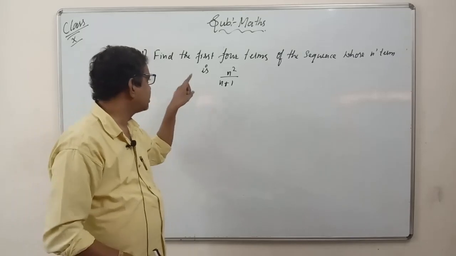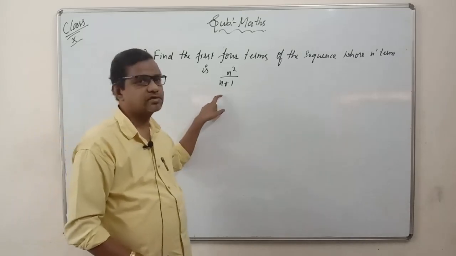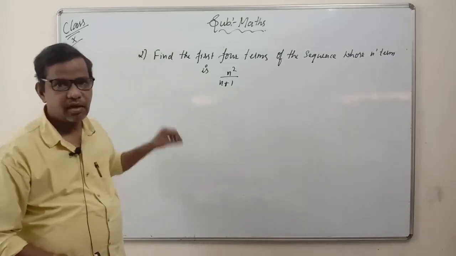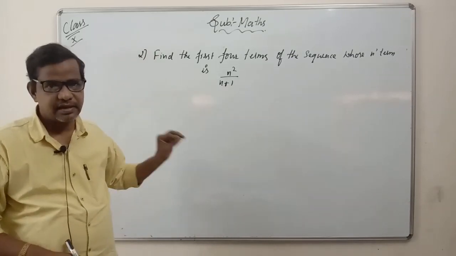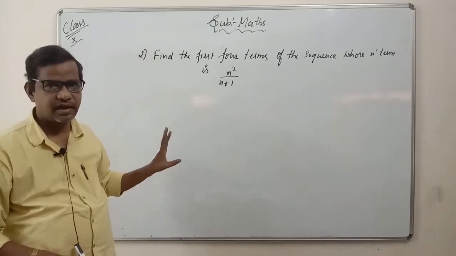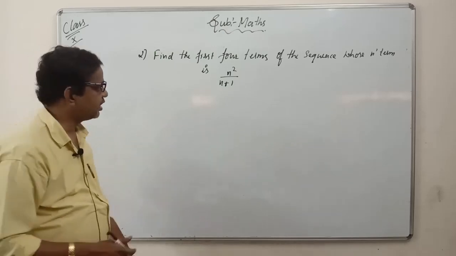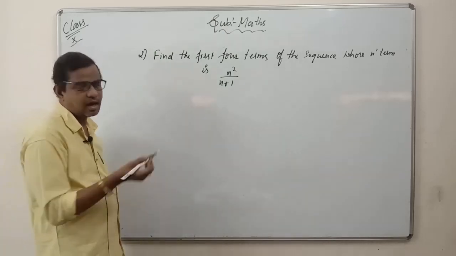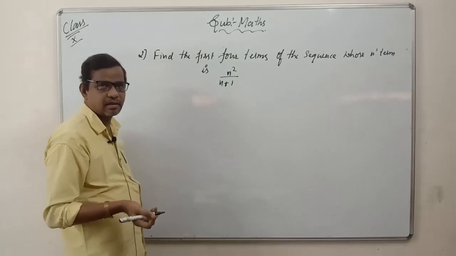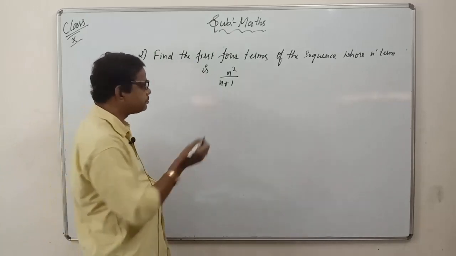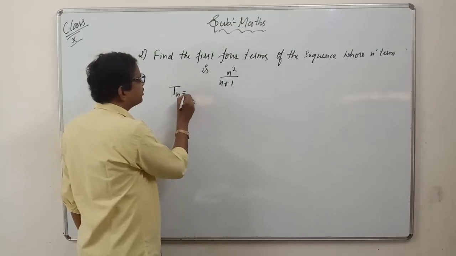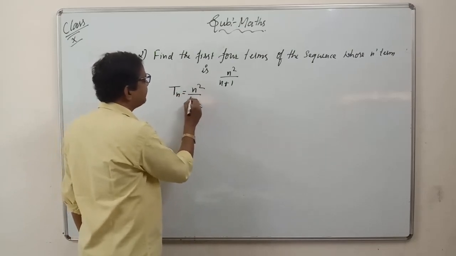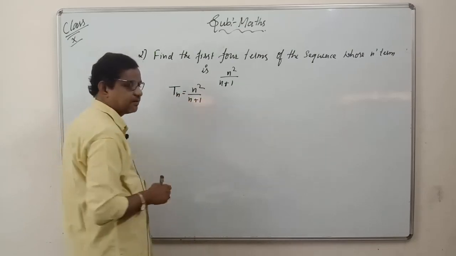So if the nth term is n square by n plus 1, then what will be the first 4 terms of the sequence? Same rules you have to follow what we did in the first problem. I told you either you can take T1 or A1 or Tn or An. You can take any one. So I'm taking Tn, he has given. Tn equals n square by n plus 1.